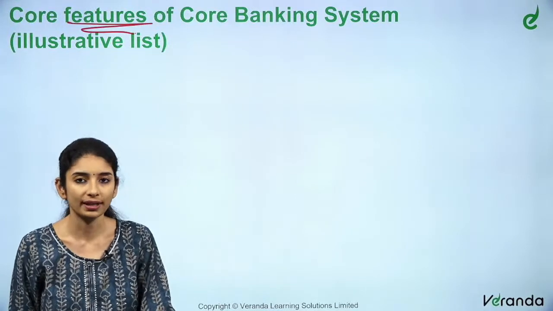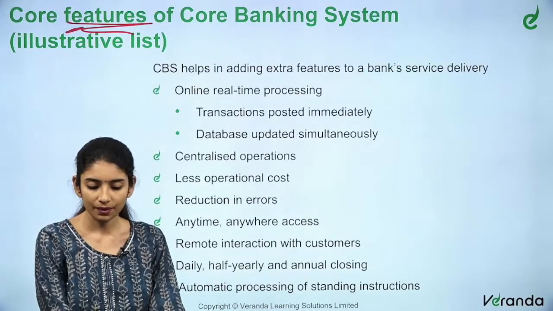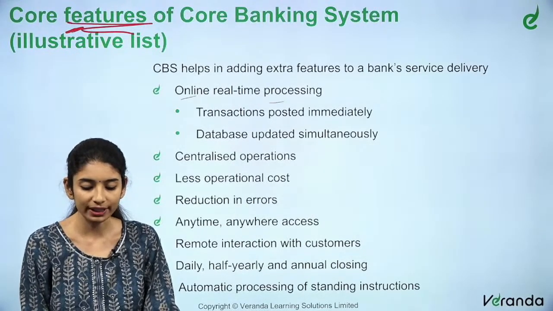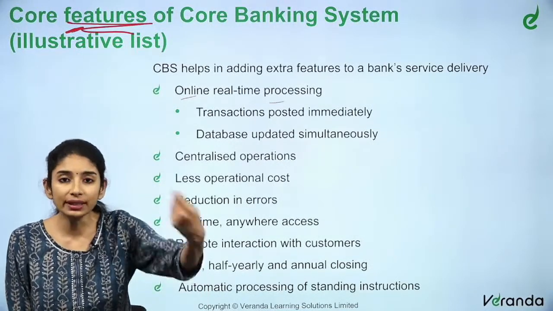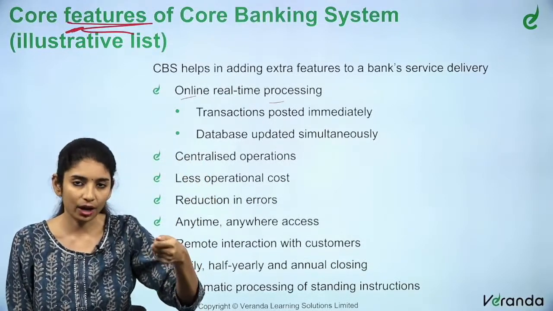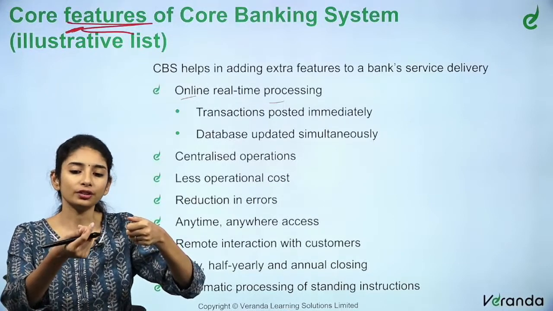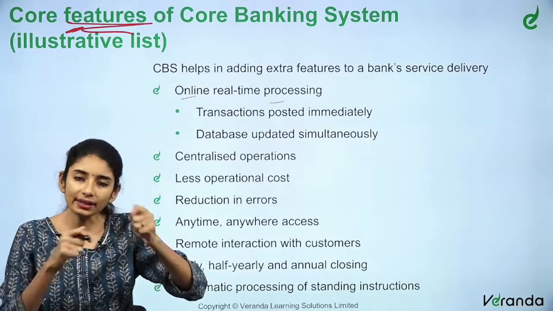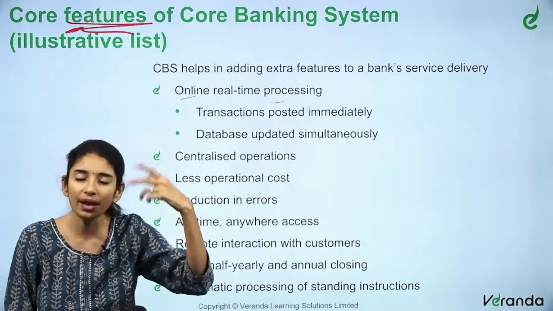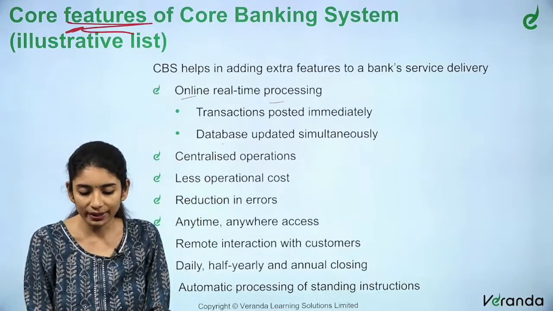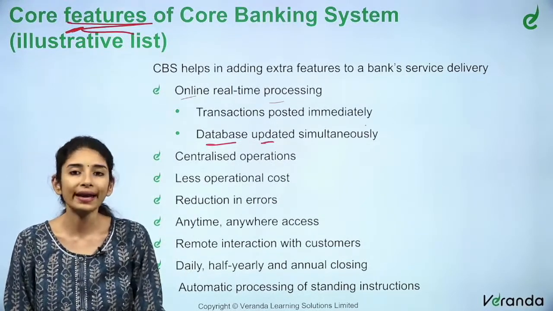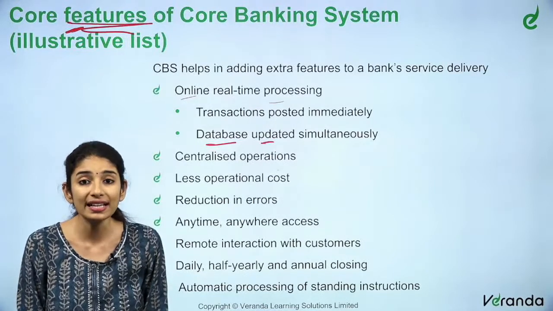Core features of core banking system. Online real-time processing. The transactions are posted immediately and the database is updated simultaneously. If I deposit 20,000 in my account and then withdraw 10,000 rupees, will that be reflected immediately in my database? Will my balance appear as 10,000 or will it still be 20,000? It will appear as 10,000 because 10,000 has been withdrawn. So the database is updated simultaneously because transactions are posted immediately. Clear?